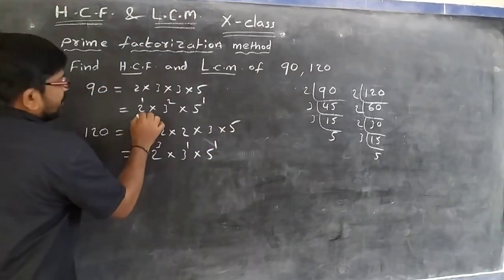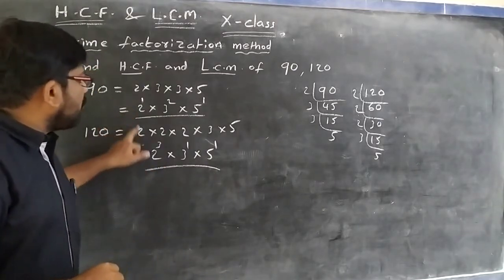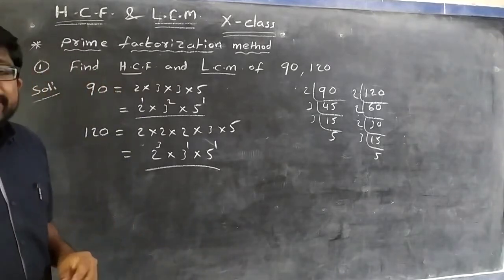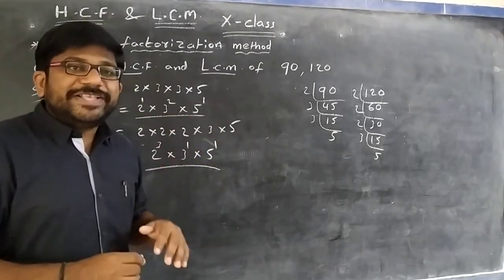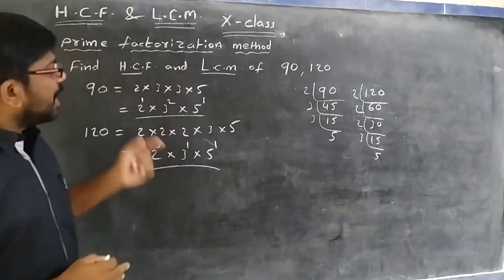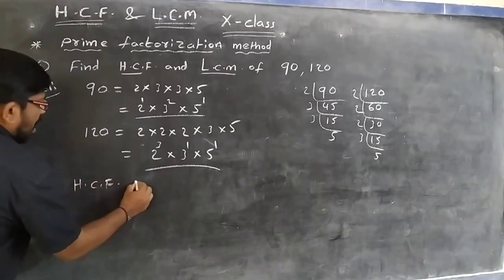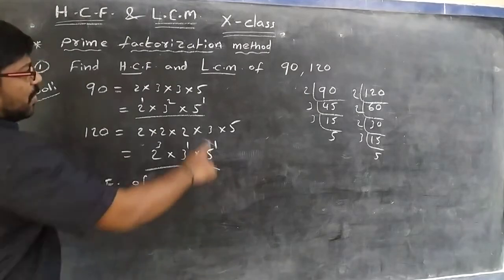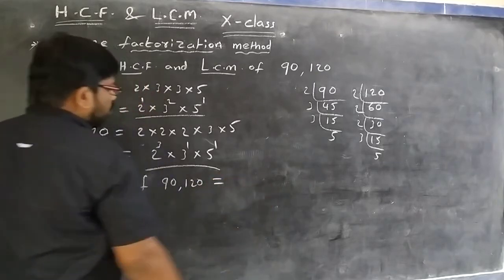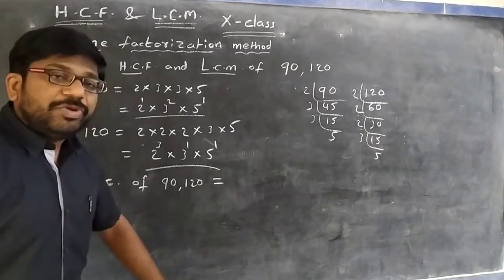This is the first step. First we have to write the given numbers as the product of primes. Next, the HCF of the two numbers. How do we decide the HCF, the highest common factor? Observe carefully. HCF of 90 and 120 is equal to what? Highest common factor. So here we have a formula.